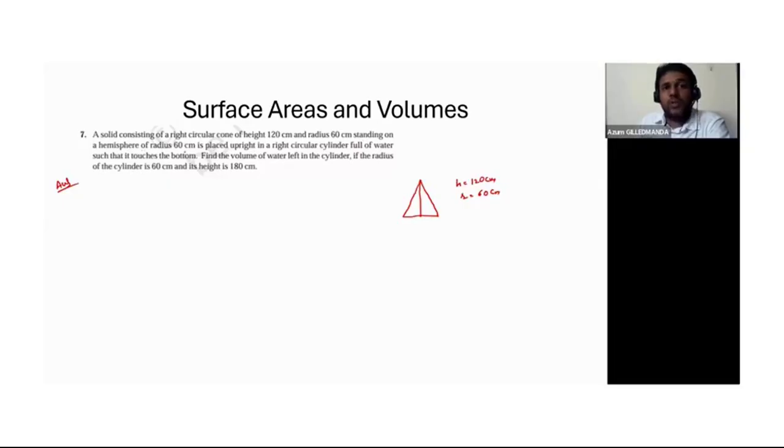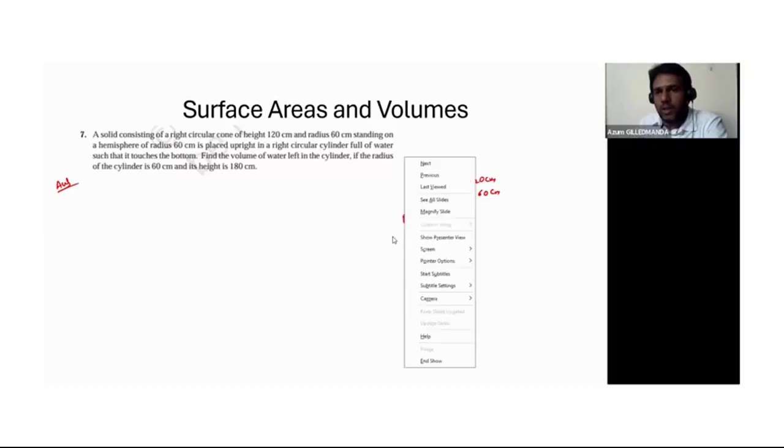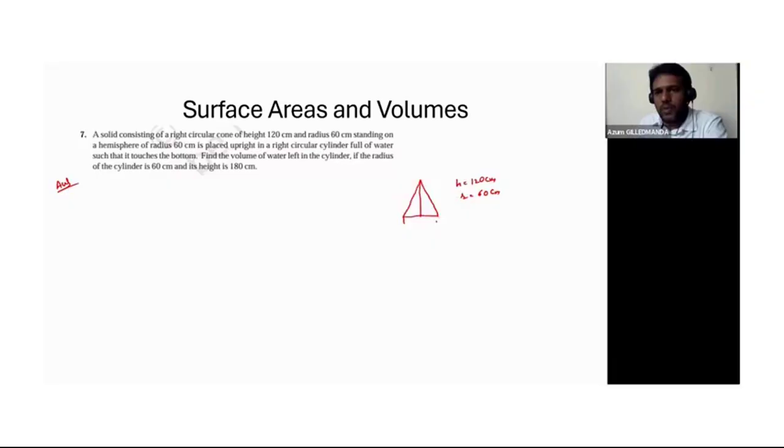Standing on a hemisphere of radius 60 centimeters. That means at the bottom there is a hemisphere whose radius is also 60 centimeters, right? Because it is like an ice cream. You have a cone, and on top of that you put the cream. Like that, there is a hemisphere, and the cone shape is standing on that hemisphere.